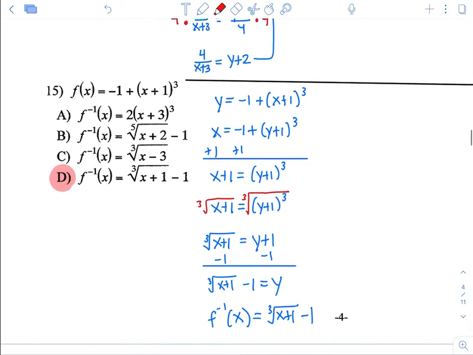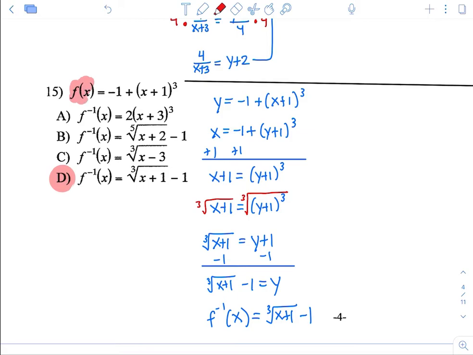15. So remember, change this to be y first. And now we switch our x and y variables like so. Now we just isolate and solve for y. So add 1 to both sides. Now you need to get rid of that third power, so cube root both sides, and you get this. And then subtract 1 from both sides, and then we get this. And then change the y to be f inverse, so then cube root of x plus 1 minus 1 is the inverse. So we get d.